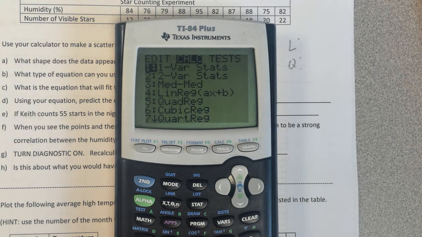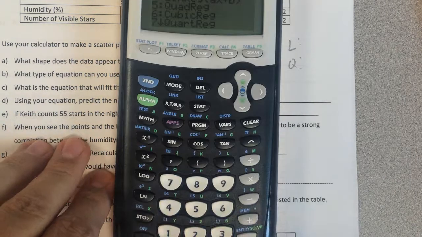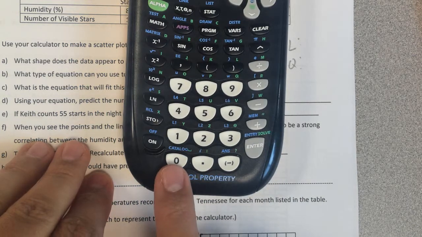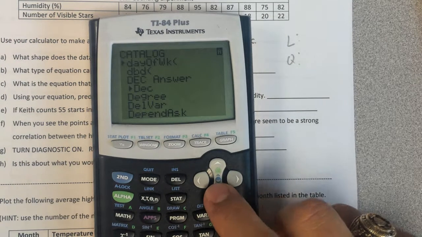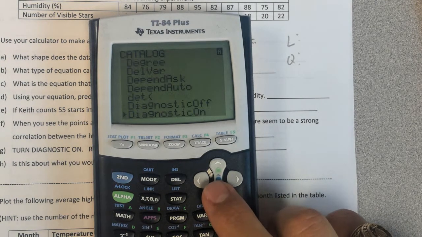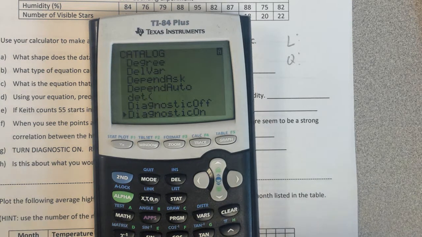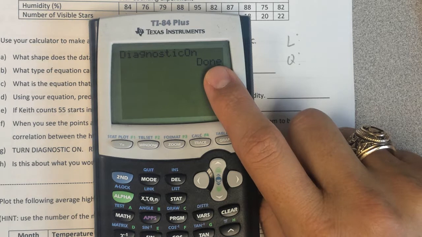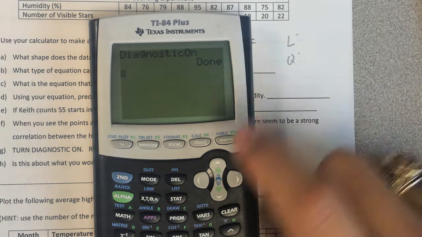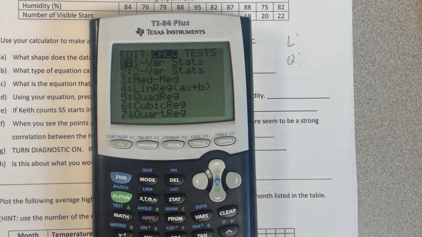First thing we're going to do is linear regression. One thing we have to do that I just almost forgot is turn our diagnostic on to get our R values to see how strong they are. We use the catalog down here for that. So blue catalog, and we go all the way down to diagnostics on. Press enter. Make sure you have the little done on there. If you have not gotten it done, you have not finished it. Alright, now we can go back to stat, calculate.